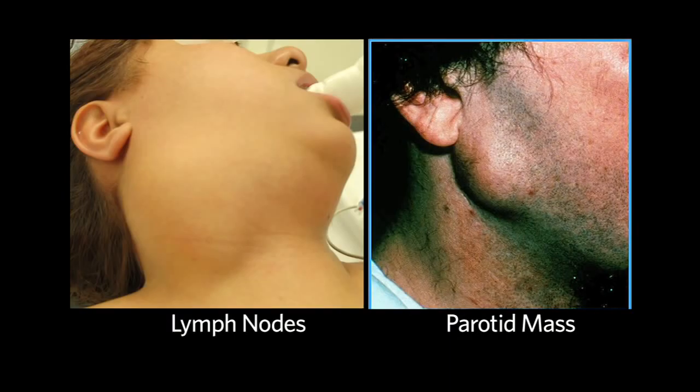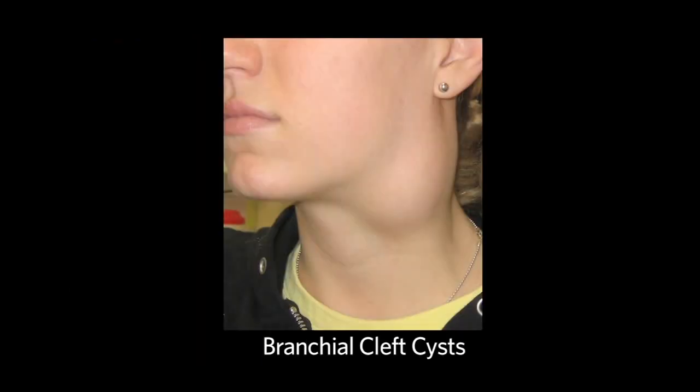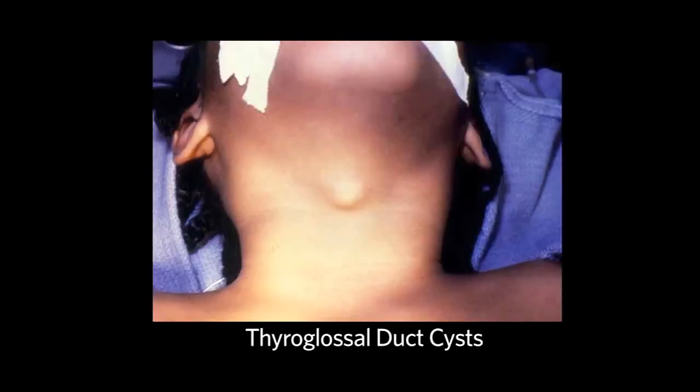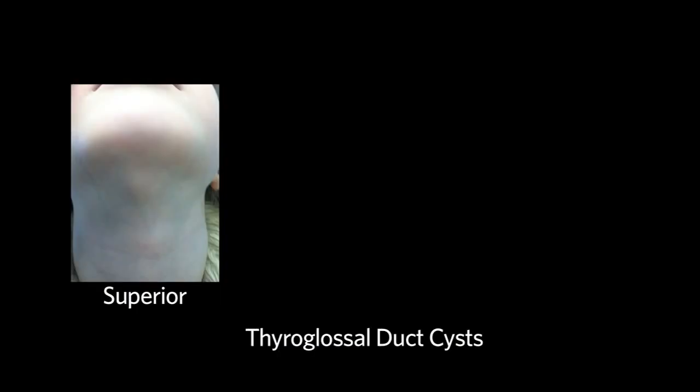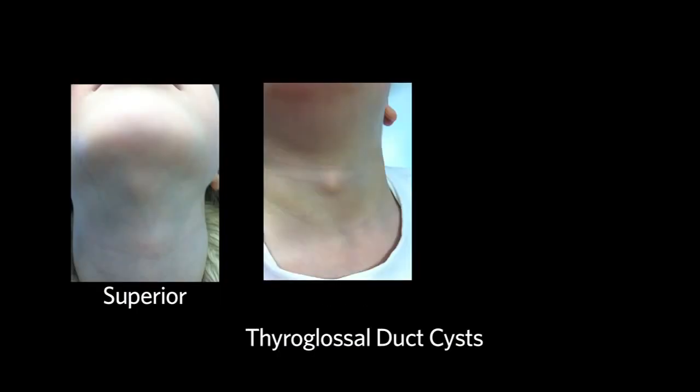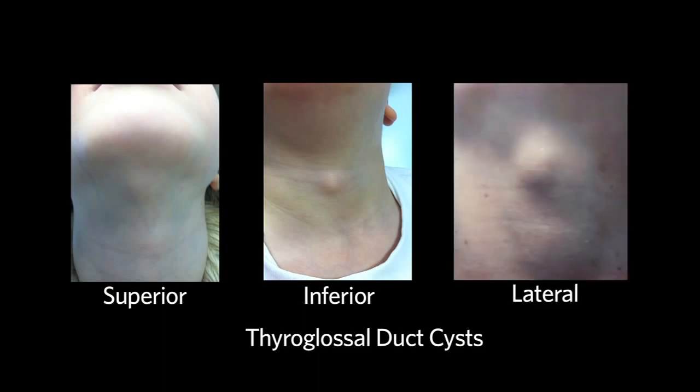In children, it is not uncommon to find lymph nodes in the neck, which usually disappear by the age of 12 or 13. The most frequent masses that are seen or palpated in the neck include lymph nodes, branchial cleft cysts, which are typically along the anterior border of the SCM, and thyroglossal duct cysts. These are usually near the hyoid bone, either immediately superior or inferior and close, usually in the midline, but can be somewhat lateral. The thyroglossal duct cyst does move with protrusion of the tongue.